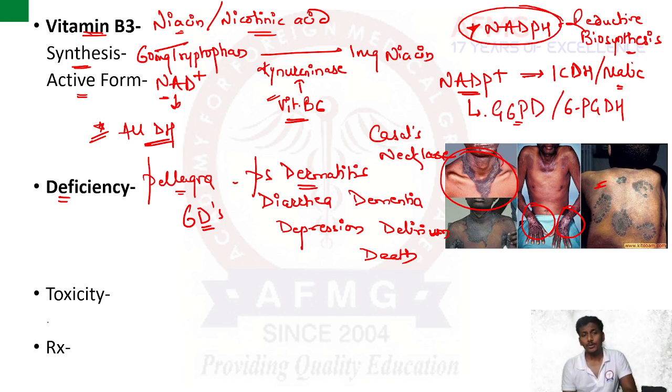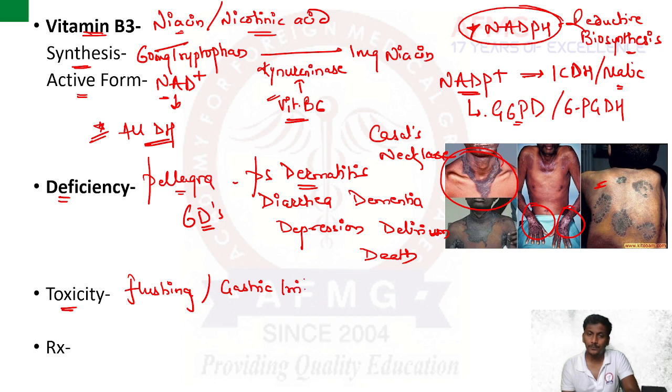Then if I talk about toxicity of vitamin B3 or niacin, it will usually lead to cutaneous flushing. Apart from that, it can also cause gastric irritation, and there would be impaired glucose tolerance which can be seen along with this. But if they ask you the most fatal complication of niacin toxicity, then your answer should be autoimmune hepatitis.